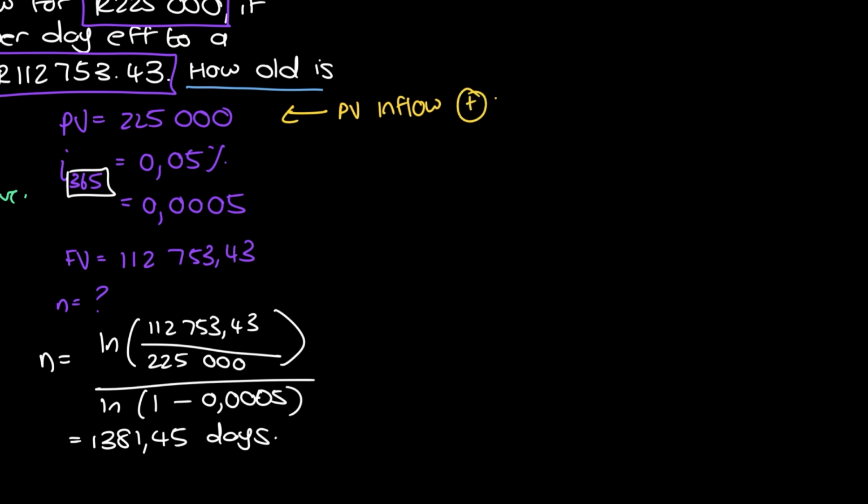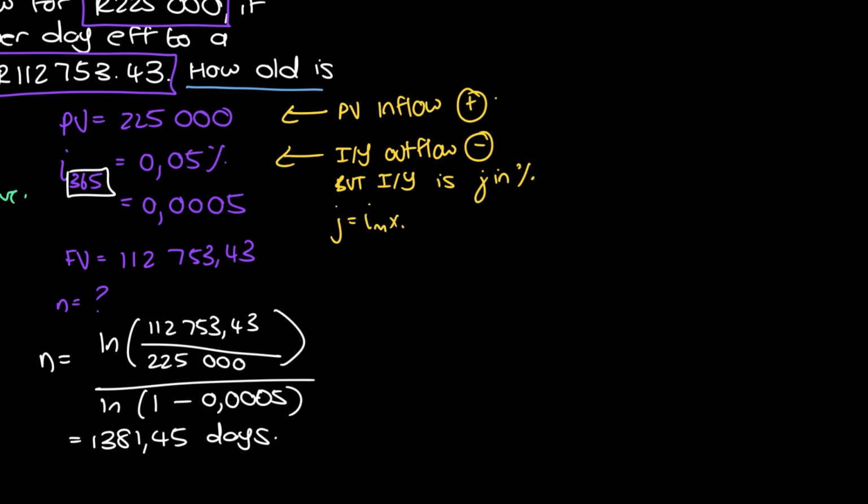And if the present value is the inflow of money, the interest is going to be an outflow of money. So our IY is going to be an outflow, which means it's going to be negative. But our IY is the nominal interest rate, is J in percent. Right now we have the effective interest rate, so we need to convert it. So we have J is equal to IM times M, and I'm going to use the percentage one so that I don't have to convert it to percent before I put it into my calculator.